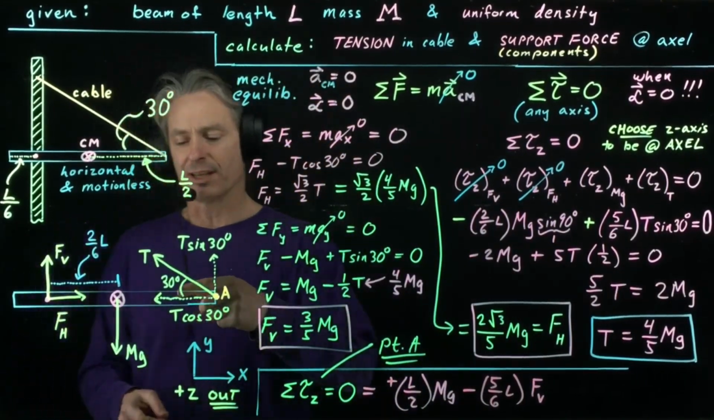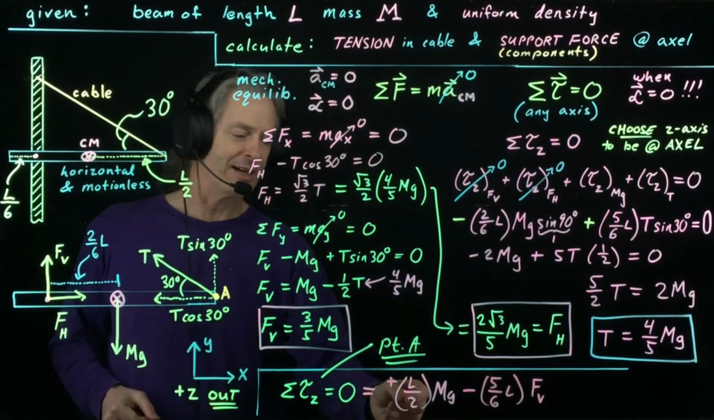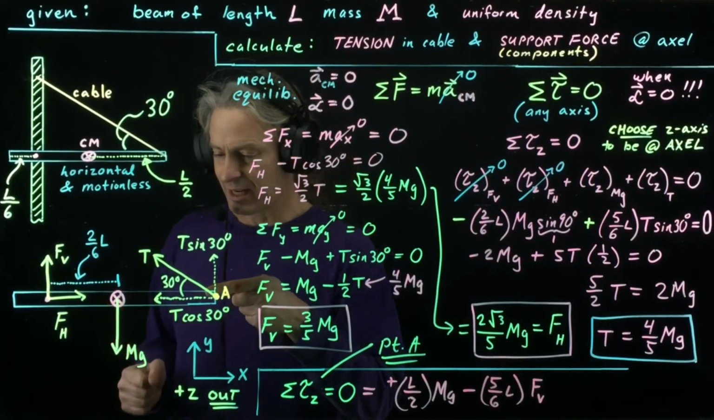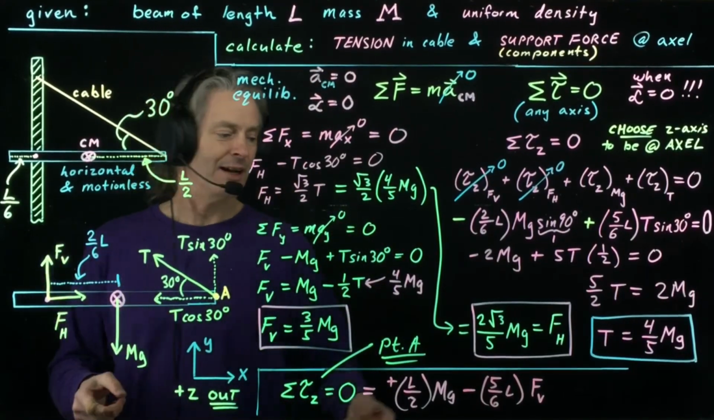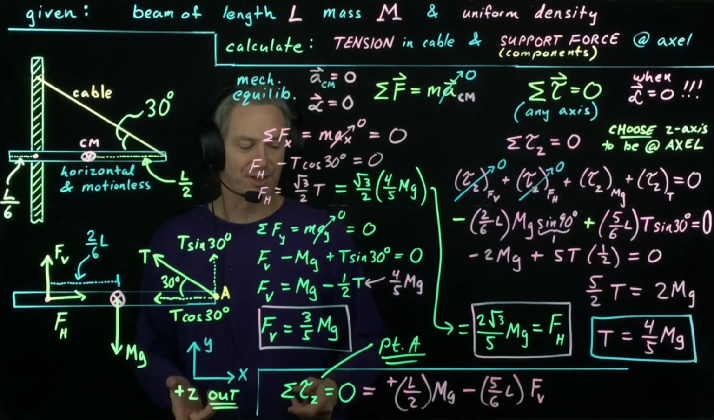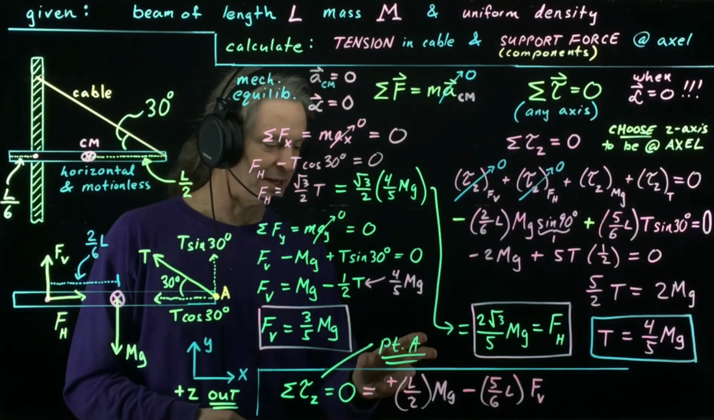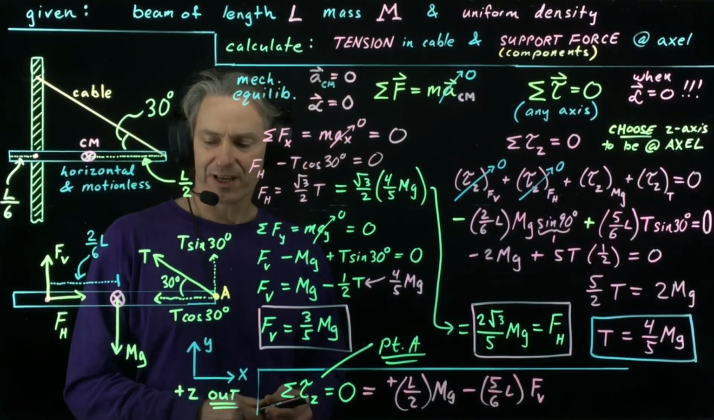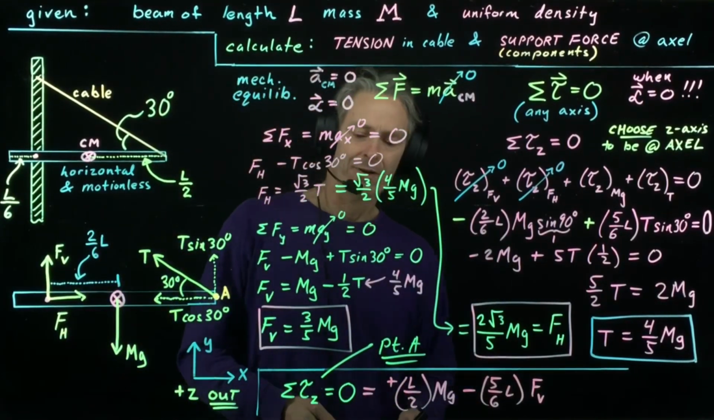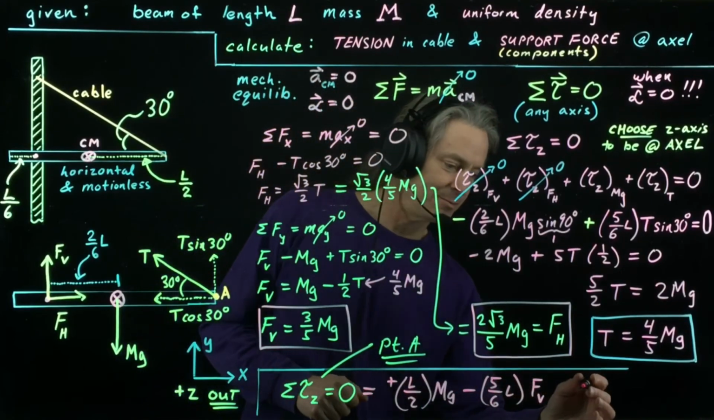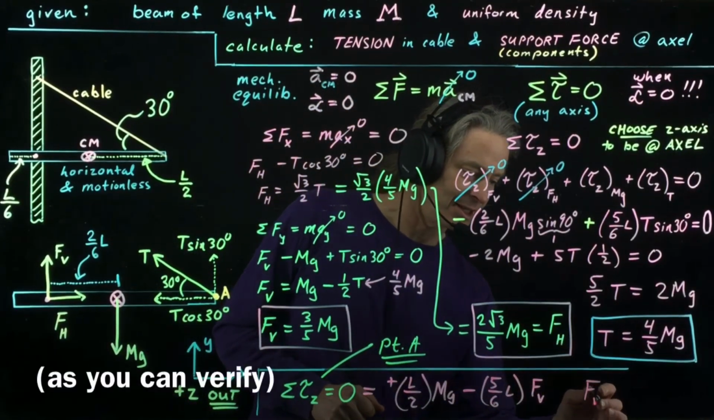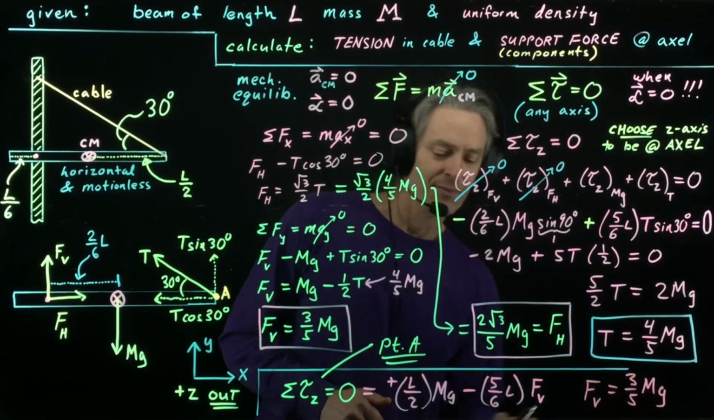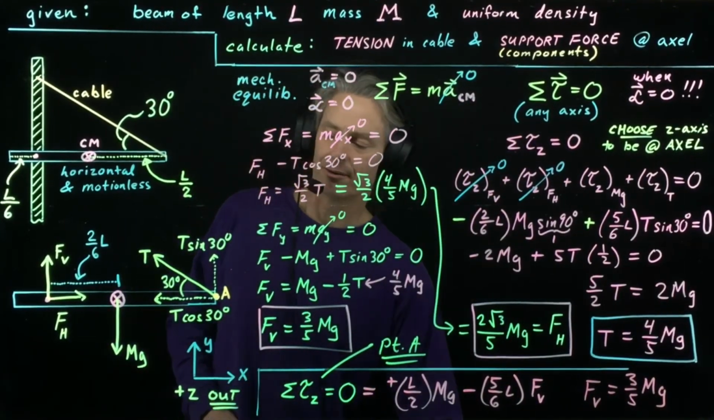I want to note that the angle between this and this was 90 degrees, so I had a sine of 90 degrees here, which is 1. Here, I've got a 90 degree angle between this and this, so I've got sine of 90 degrees, that's 1 as well. All right, so I've got this minus this equal to 0. I can solve for F sub v, and if we solve for F sub v, we're going to get 3/5 mg. Same thing as we got before. All right, so it checks out.